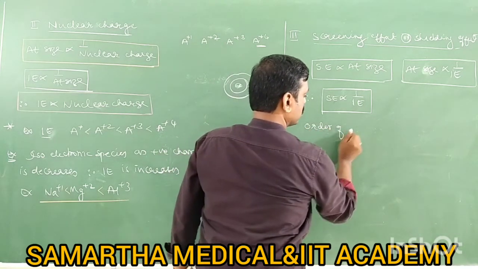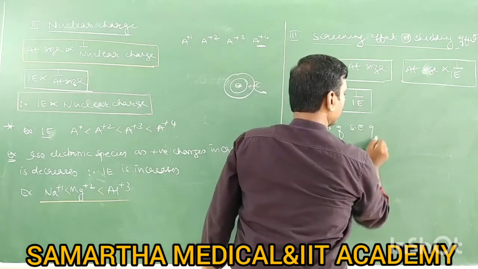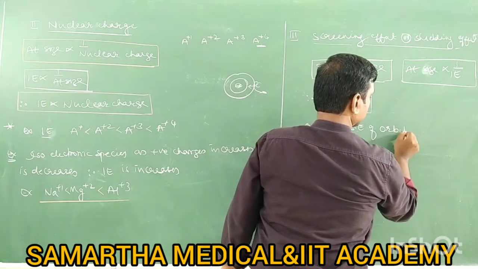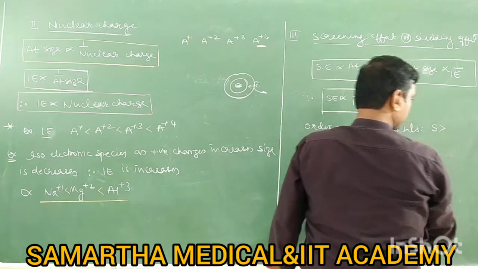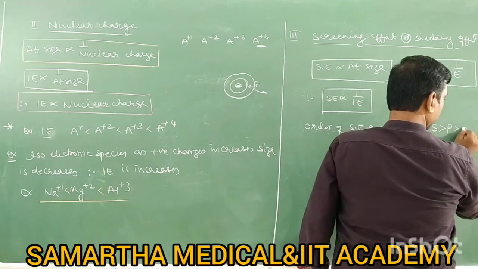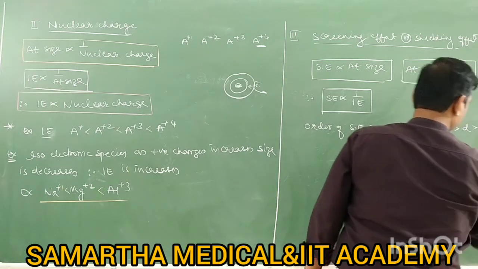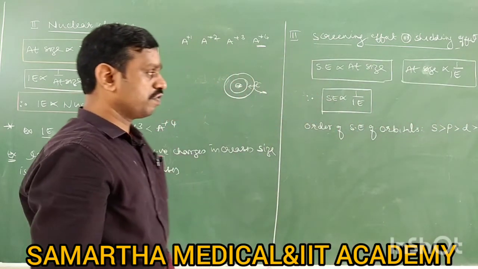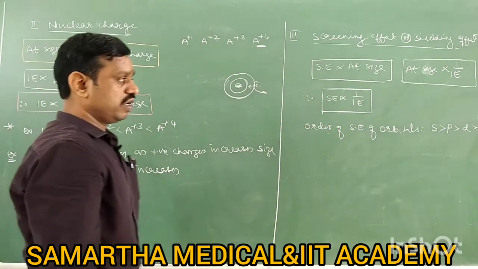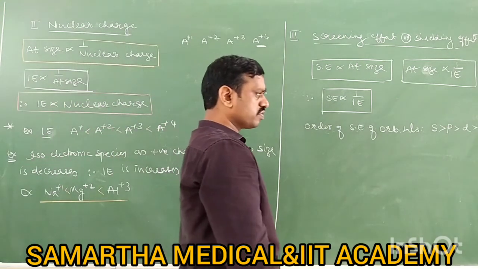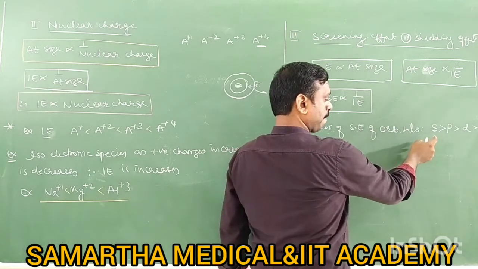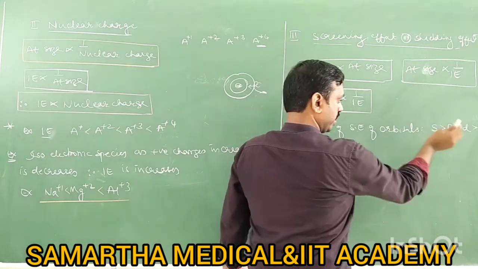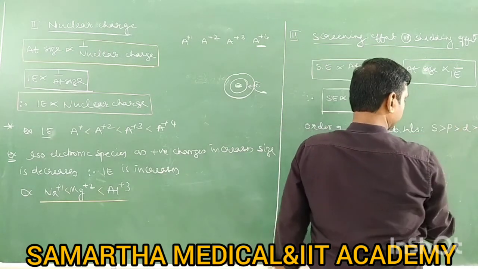Order of screening effect of orbitals: the s orbital screening effect is more, then p, then d, then f. It is the order of screening effect of different orbitals: s, p, d, f. The meaning of screening effect: for example, take the outermost electron.